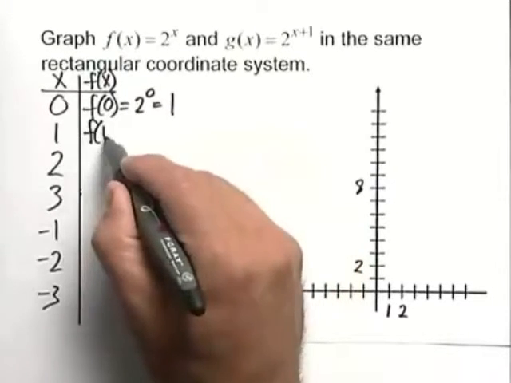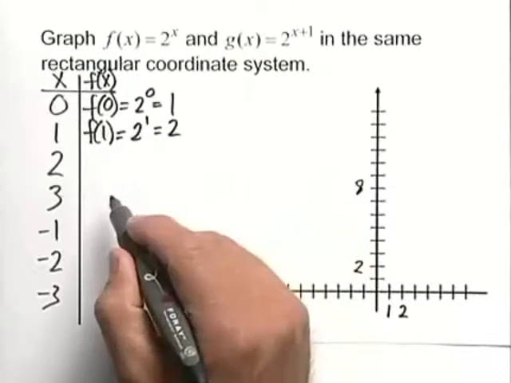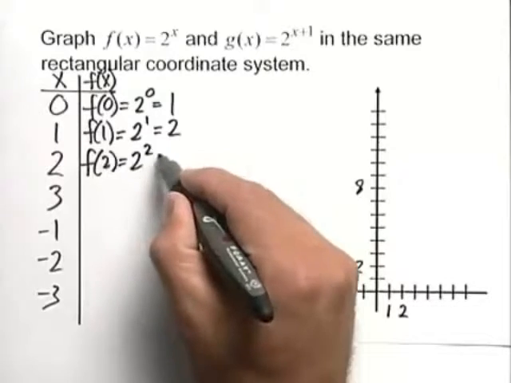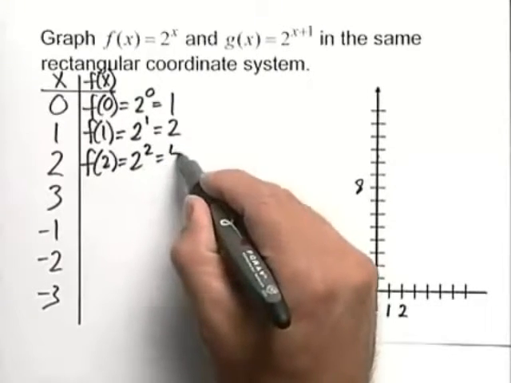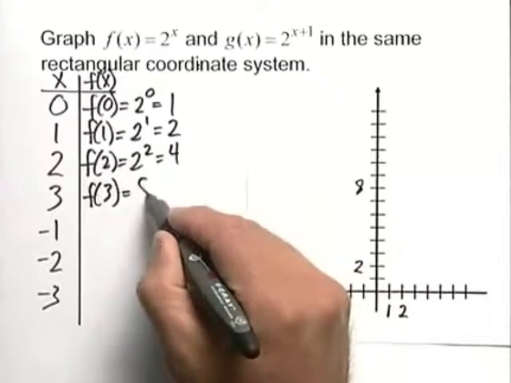We'll analyze f of 1 as well. 2 to the first power gives us 2. And we'll continue to work our way through these evaluation problems. f of 2 will give us 4. f of 3 will then give us 8.